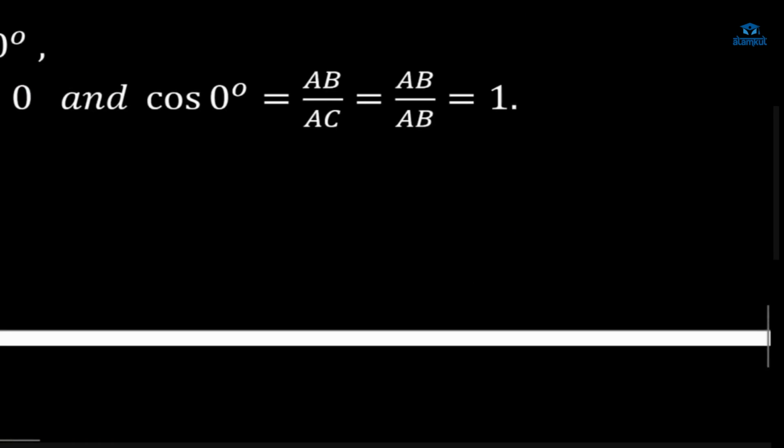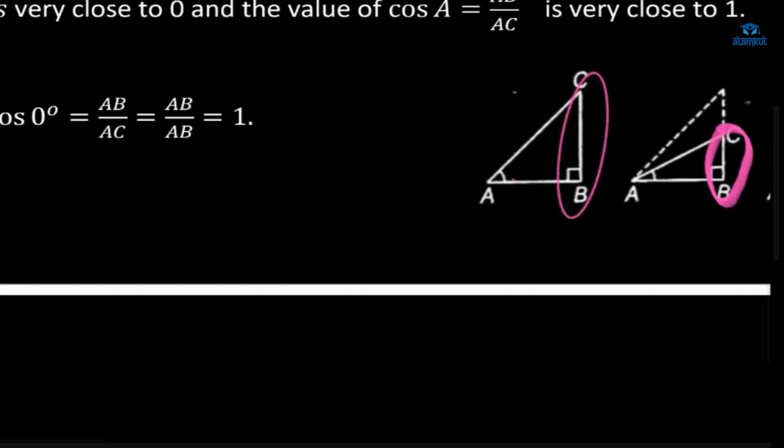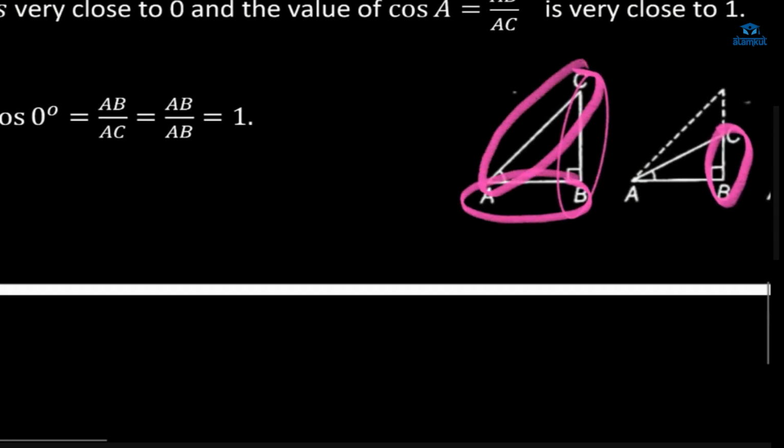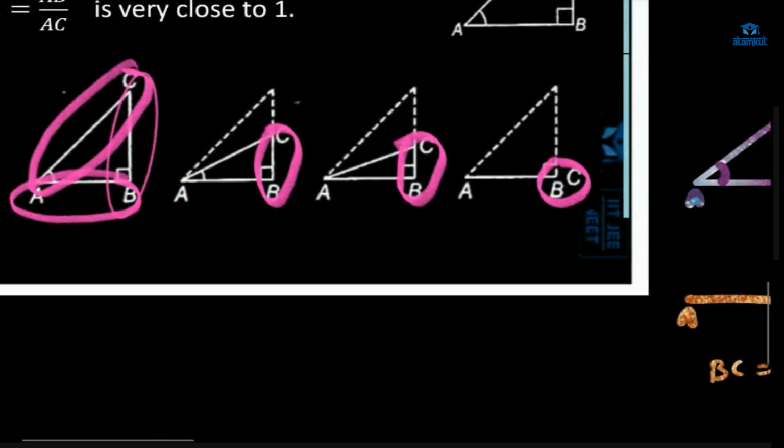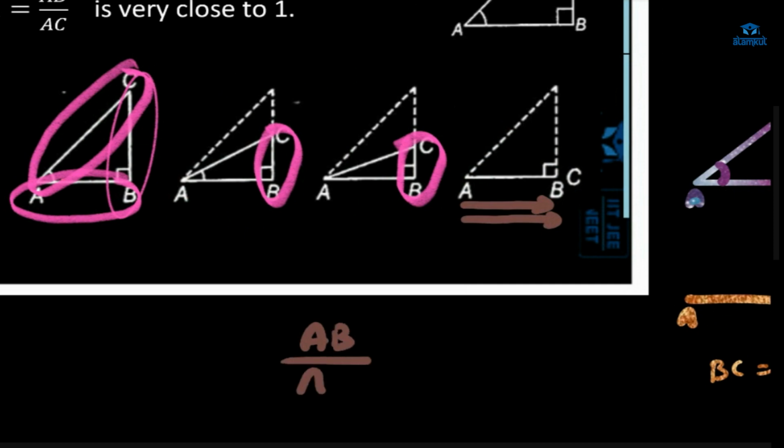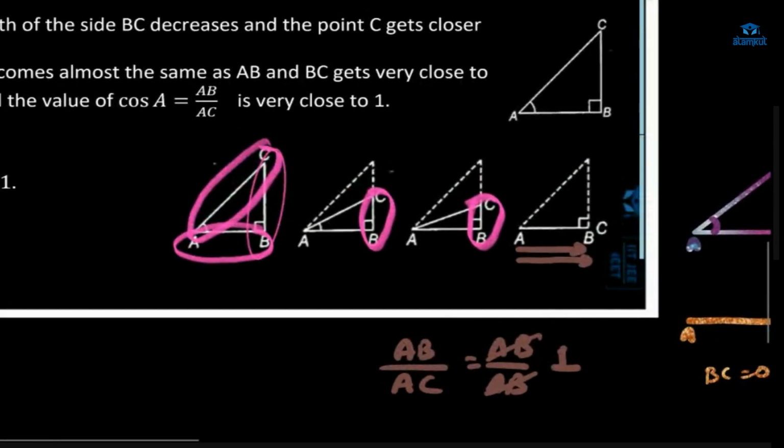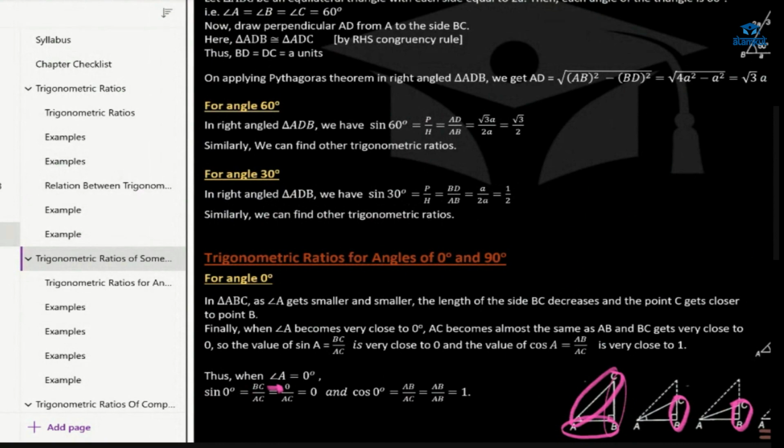Okay, so now for cos 0, AB by AC. Now what will happen if I have decreased this? AB has become equal to AC. See, AB has become equal to AC. This much is AB and this much is also AC. Yes or no? So if we divide AB by AC, what will it give us? AB by AB, which will give us 1. And cos 0 degree is what? 1. Okay. Yes, ma'am.